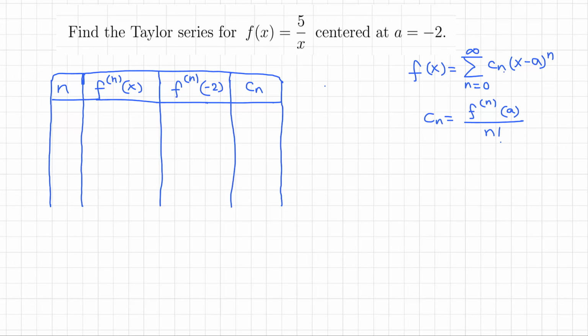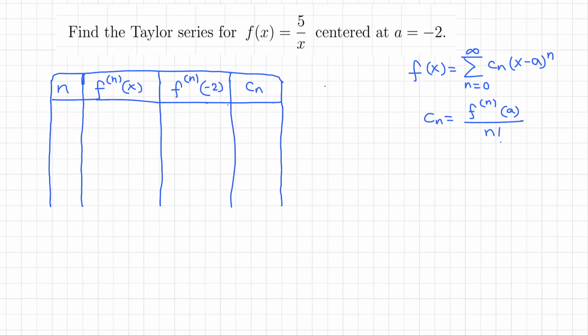a is the center, and these constants Cn are found by this formula: f^(n), the nth derivative of the function evaluated at the center a, divided by n factorial. So for this function 5/x, the center a is -2, so x - (-2) means x + 2. So we need to determine the Cn's, and Cn's are given by this formula.